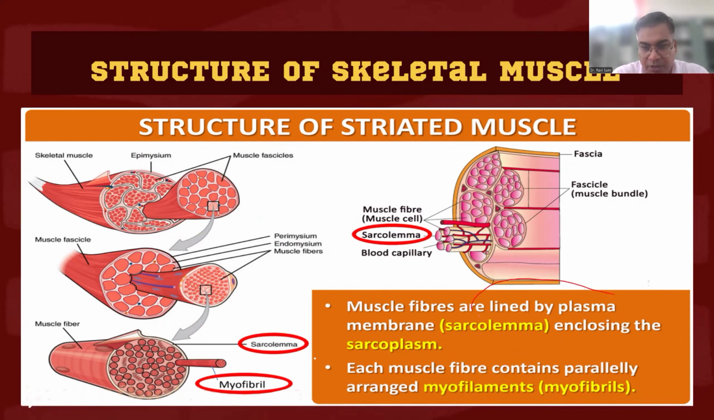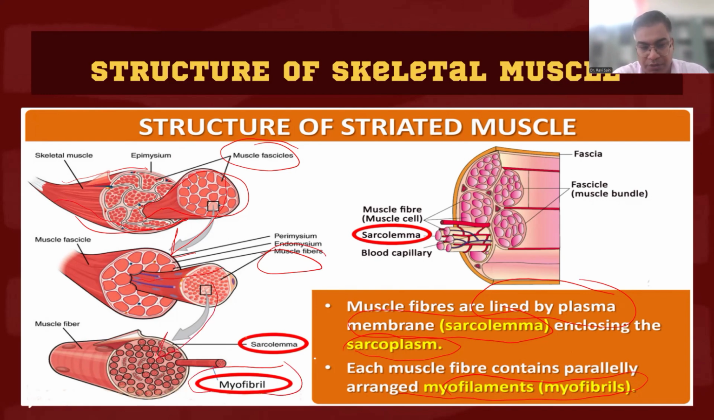Muscle fibers are lined by the plasma membrane. We call it sarcolemma, which encloses the sarcoplasm. Each muscle fiber contains parallelly arranged myofilaments or myofibrils. So this is a muscle mass, which is divided into various bundles of muscles. We call them muscle fascicles. Muscle fascicles have numerous muscle fibers, and each muscle fiber contains numerous myofibrils, which are made up of actin and myosin filaments.